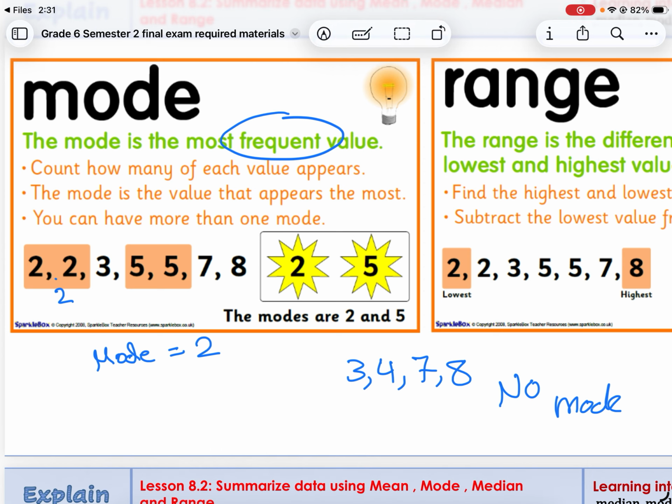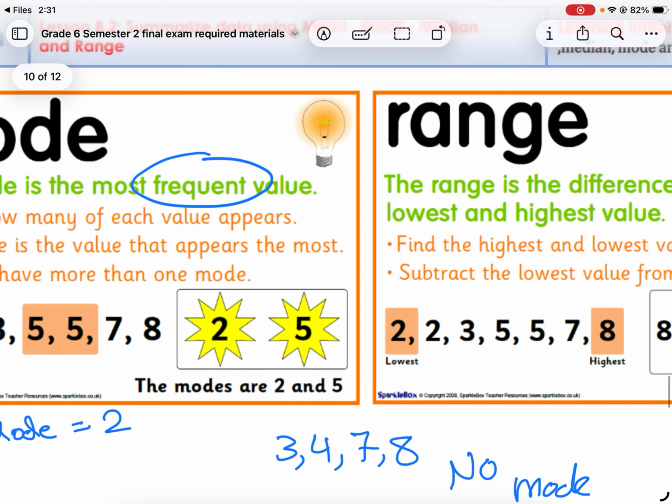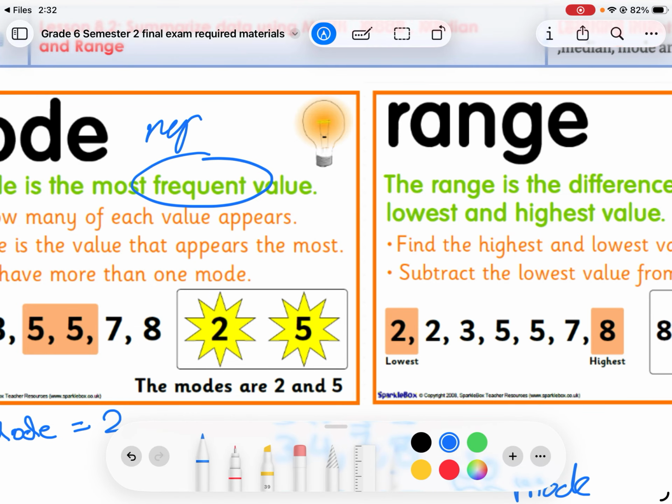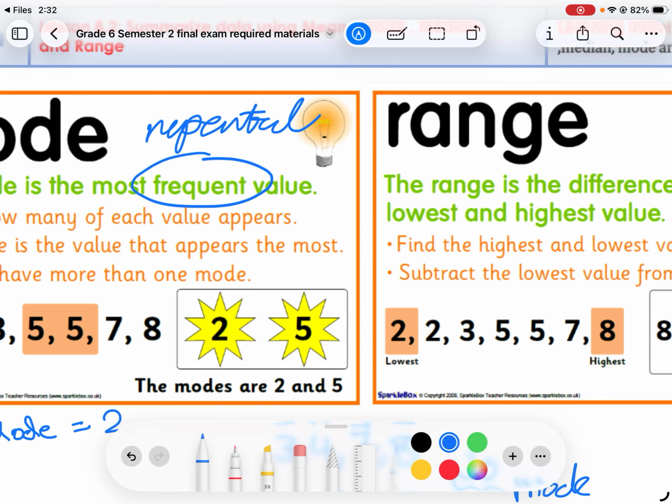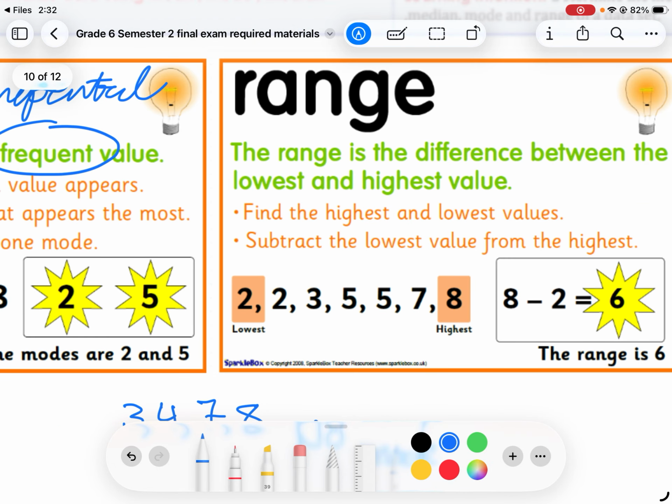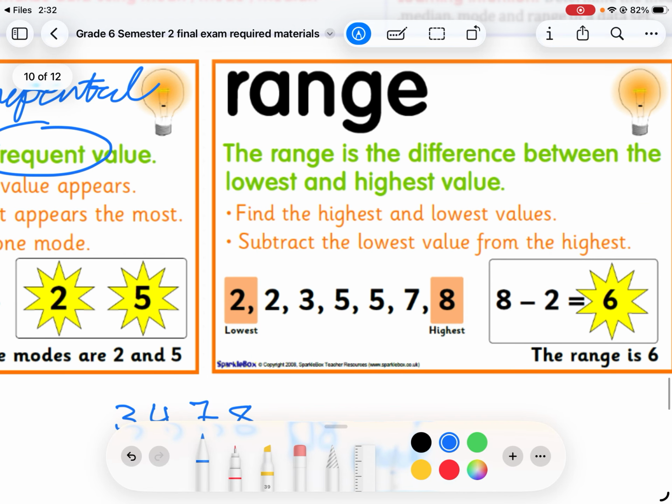This is again for the mode. You have to know the definition. Mode is the most frequent value, the repeated value. Remember this word, repeated, frequent. Excuse my handwriting. Okay, now finally moving on to the range, you guys.